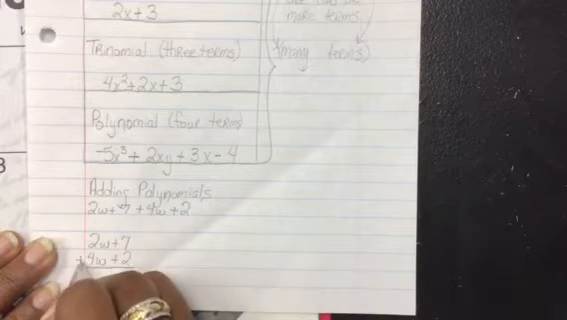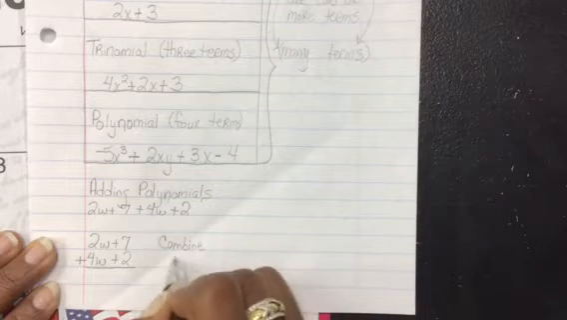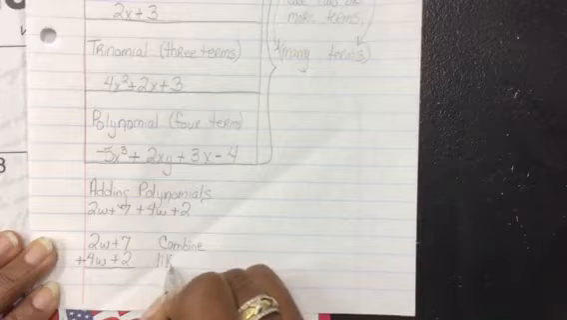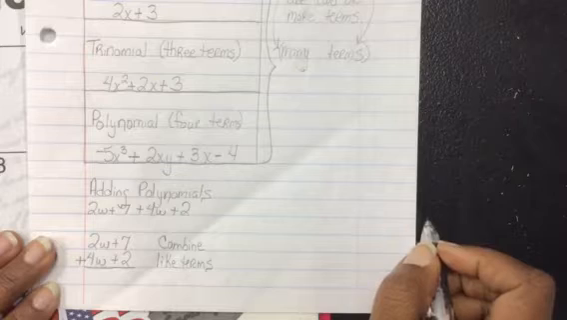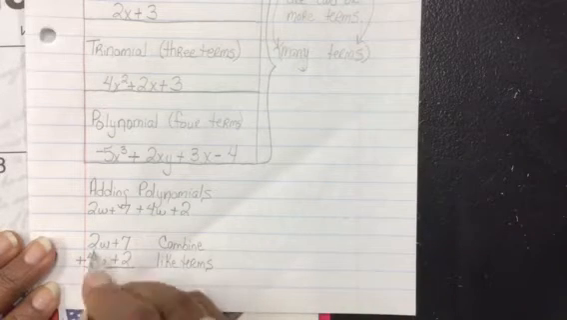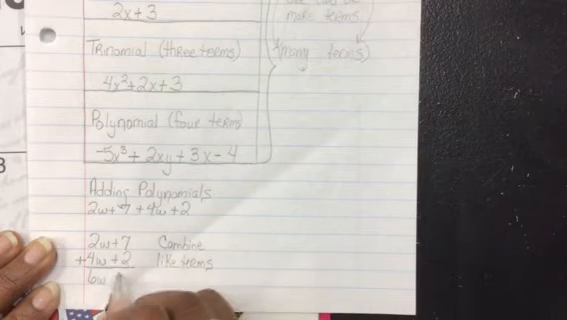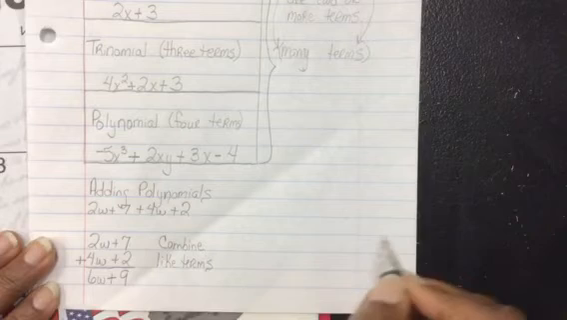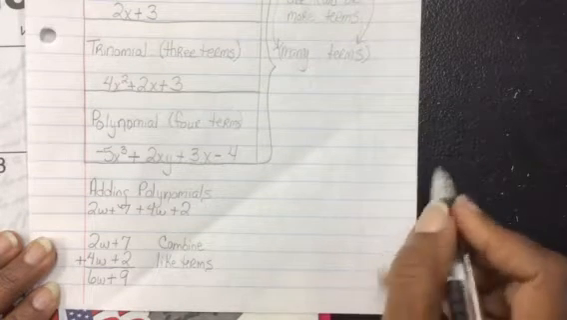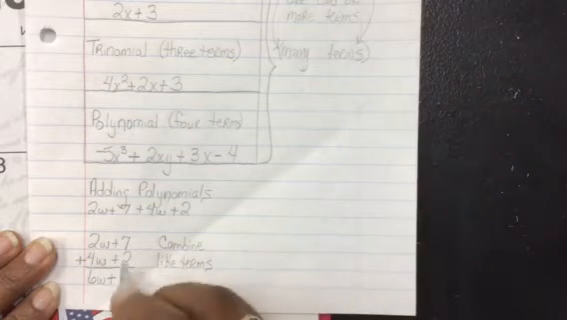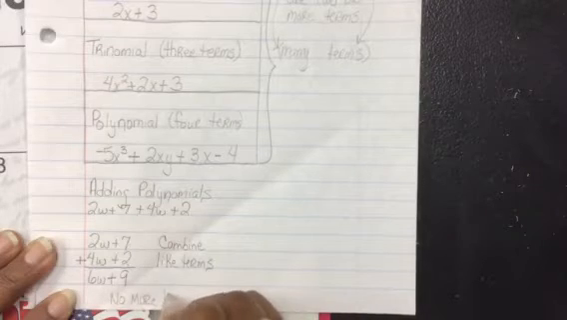And I would just simply combine like terms. So 2w plus 4w would give me 6w. 7 plus 2 would give me 9. How do I know that my answer is complete or simplified? I have no more like terms.